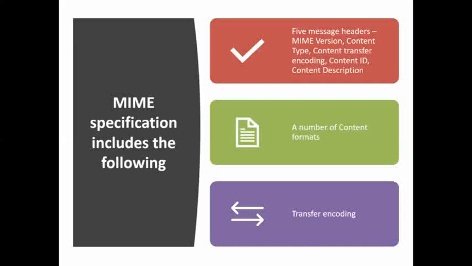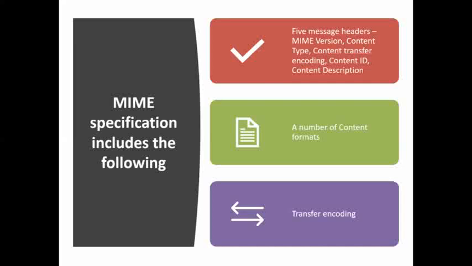Then the first thing is MIME version. Generally the MIME version is fixed, that is 1.0. Then the second thing is content type. Content type is nothing but the type of the content, which may be an audio message, video message, or text message. It describes the data content in the body.